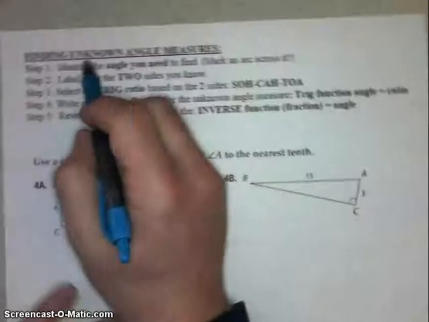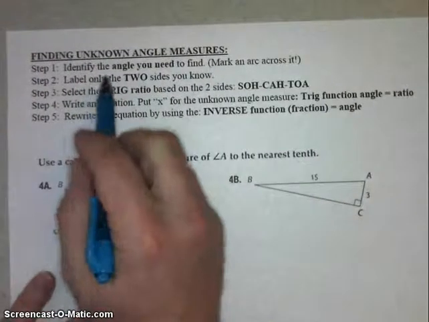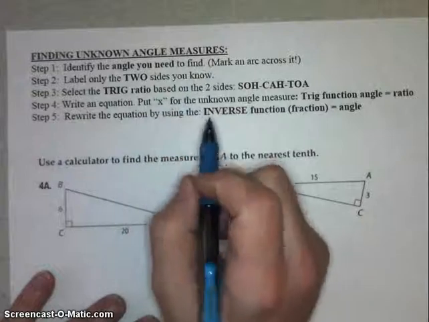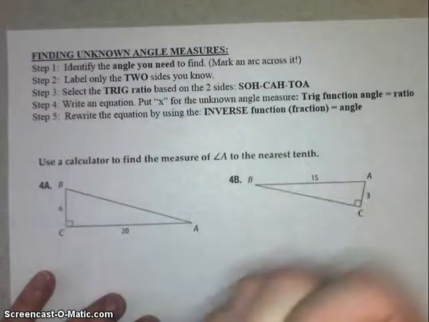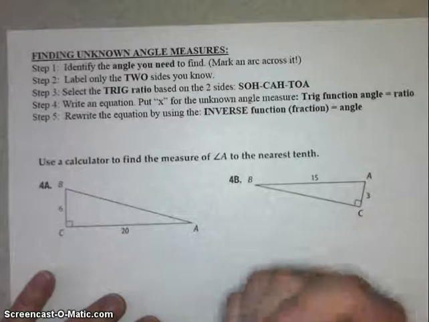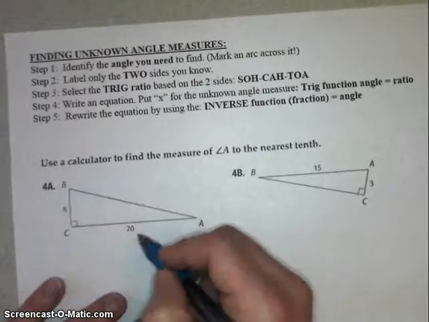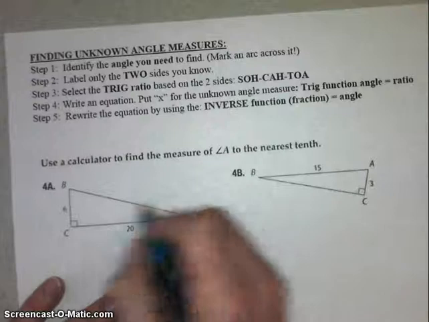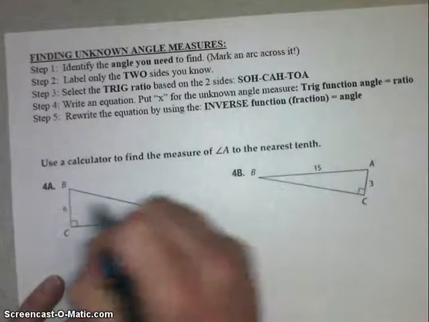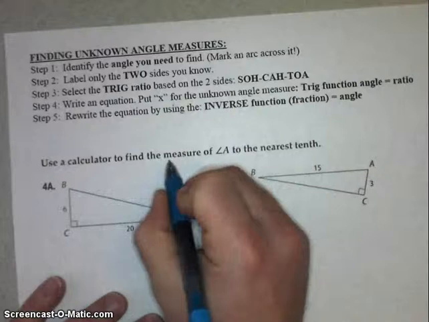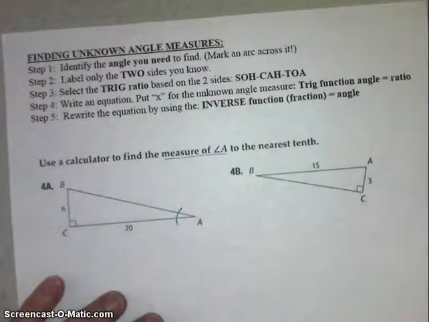So here are our steps for finding an unknown angle measure. Okay, first we want to identify the angle you need and mark it. Okay, and now here's where this gets a little bit tricky. We get to decide which angle we're going to use based on the given side lengths. Okay, since I'm only given these two sides, I can either use angle A or angle B, but often they'll tell you which angle it is we want to find. So I wouldn't want to use angle B if I'm supposed to find the measure of angle A. Since I'm finding the measure of angle A, I'm going to mark that angle by putting an arc through it.